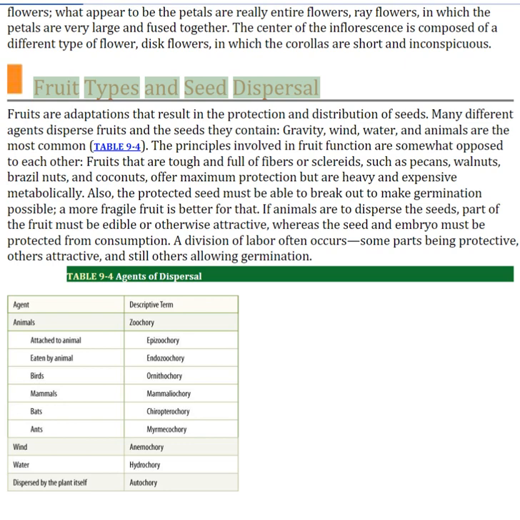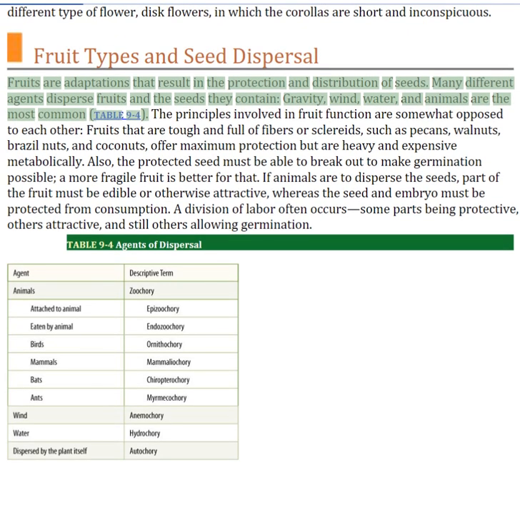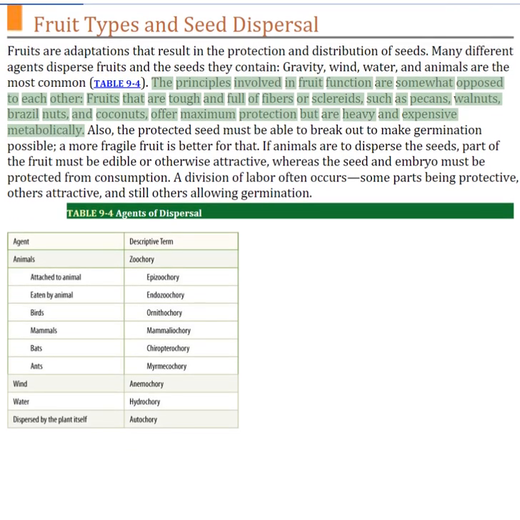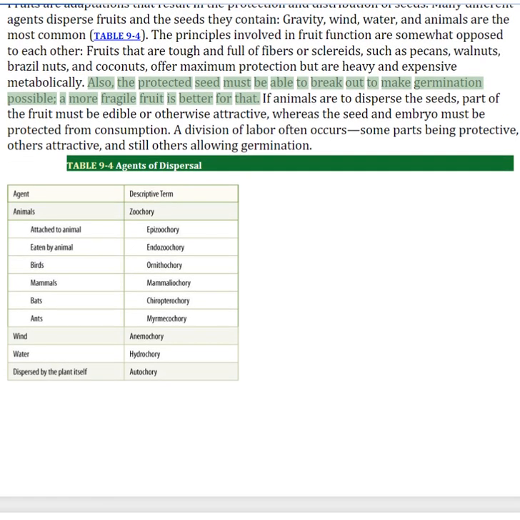Fruit types and seed dispersal. Fruits are adaptations that result in the protection and distribution of seeds. Many different agents disperse fruits, and the seeds they contain; gravity, wind, water, and animals are the most common. The principles involved in fruit function are somewhat opposed to each other. Fruits that are tough and full of fibers or sclerids, such as pecans, walnuts, Brazil nuts, and coconuts, offer maximum protection but are heavy and expensive metabolically. Also, the protected seed must be able to break out to make germination possible. A more fragile fruit is better for that.